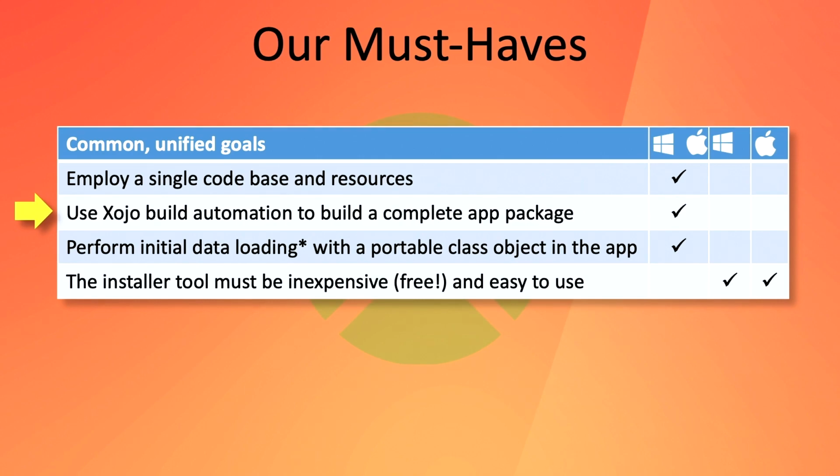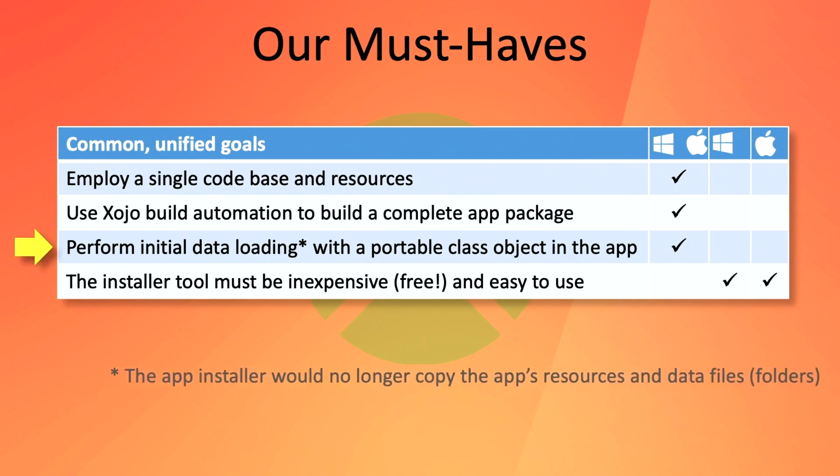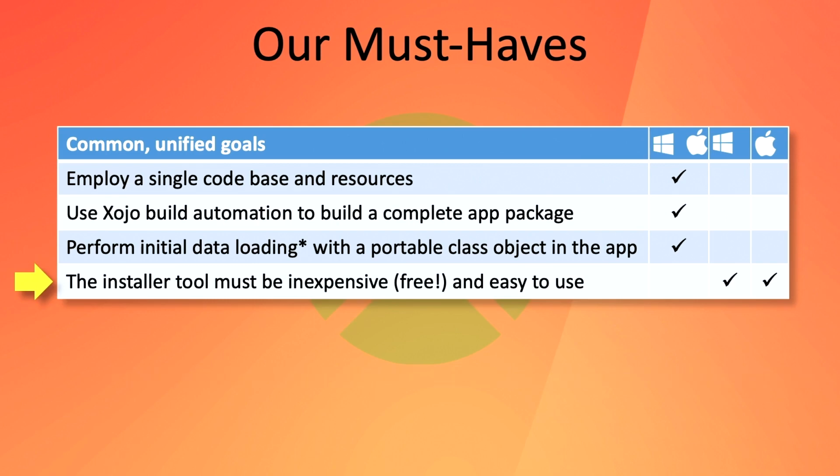So for those of you that don't know anything much about build automation, please investigate it. It's just superb. I wanted modular startup code that detects as well as auto-loads the app data the first time the app runs. So when the app runs, it looks to see, okay, where's my data? Whoops, there isn't any there, and then I'll copy it right from the app package. And that's generally what I wanted. And the installer tool must be inexpensive, if not free, if that's possible.